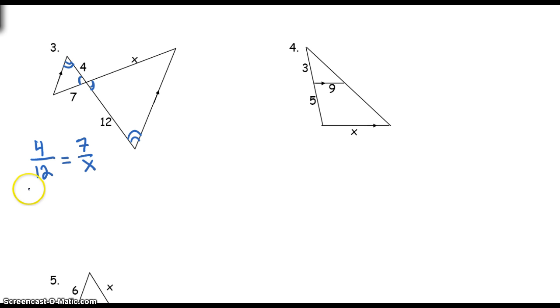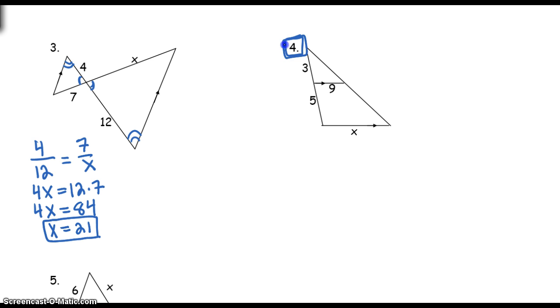Then we cross multiply. So we have 4 times x equals 12 times 7, and 12 times 7 in the calculator gives you 84. So 4x equals 84. That's 4 times x, and the inverse is division, so we divide both sides by 4 and we get 21. So just remember the twisted bow tie. Mark your angles because it's going to make it a lot easier to see what proportions you have to write out. I'm going to let you do number 4 for tomorrow or for whenever I see you next time. So go ahead and do 4 before you get to class again.